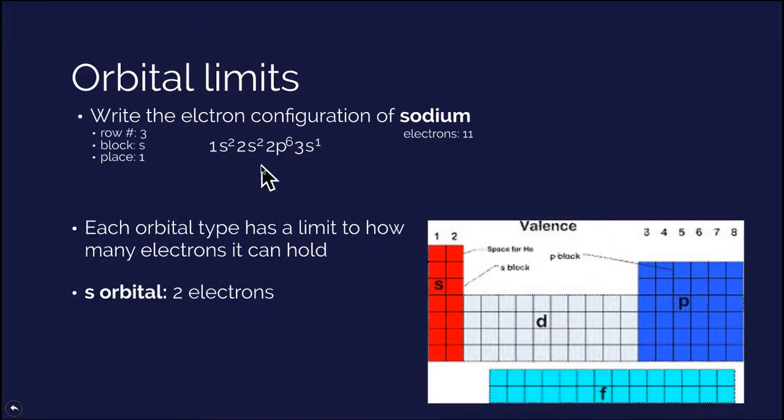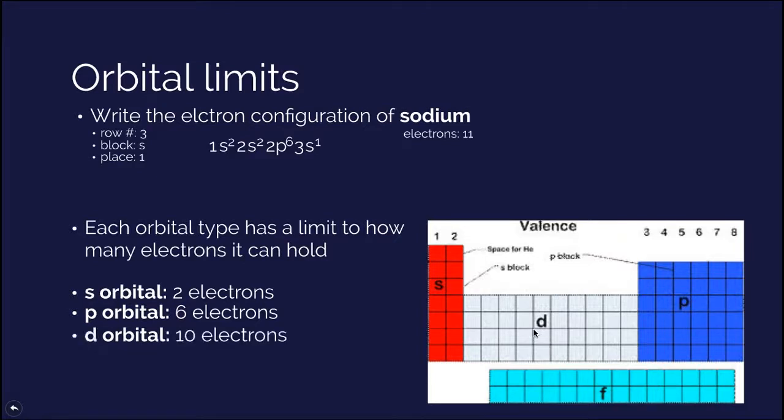So for our s orbital, it can only hold 2 electrons, and actually the blocks of the periodic table show the same thing. For the s orbitals, there are only 2 places in the s block. Now when we get to the p orbital on the right side, there are 6 different places: 1, 2, 3, 4, 5, and 6. And so that's also the limit of the p orbital. We can only put in 6 electrons when we're talking about the p orbital.